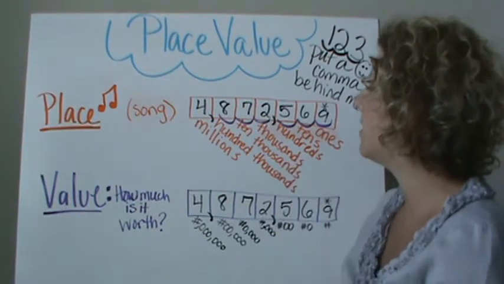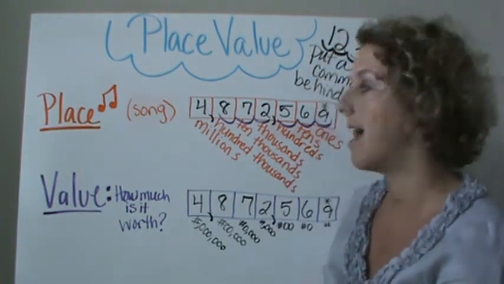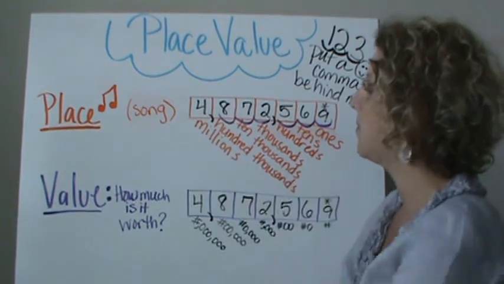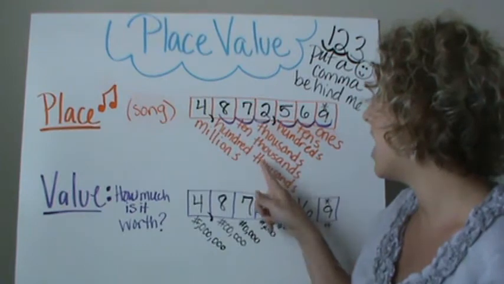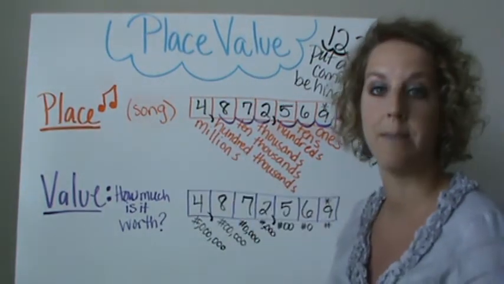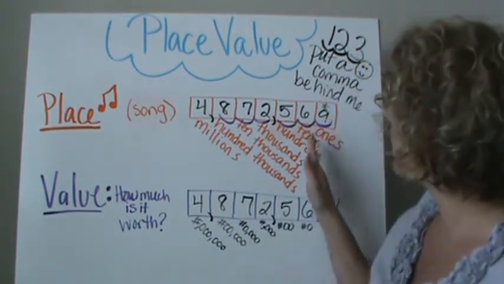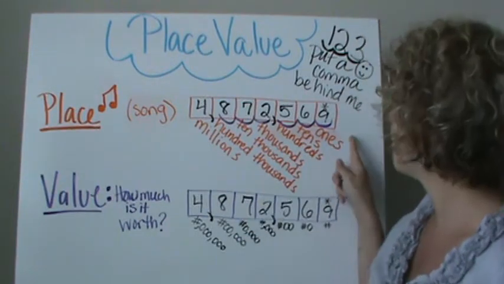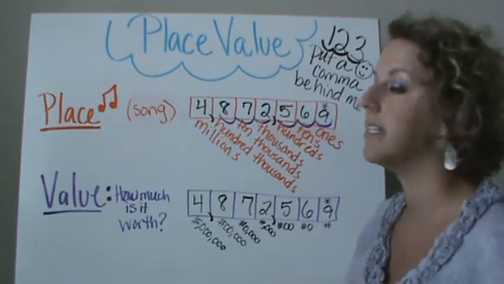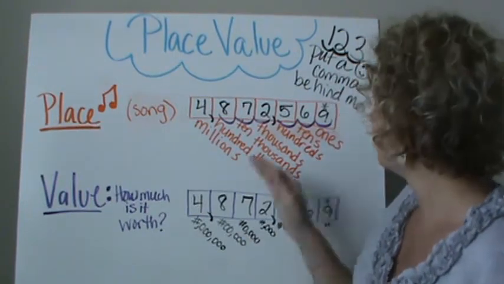So for this, if I were to ask you, what is the place of, let's say, the 8? The place of the 8 is the hundred thousands place. If I were to ask you which number is in the tens place, you would say ones, tens. The 6 is in the tens place.